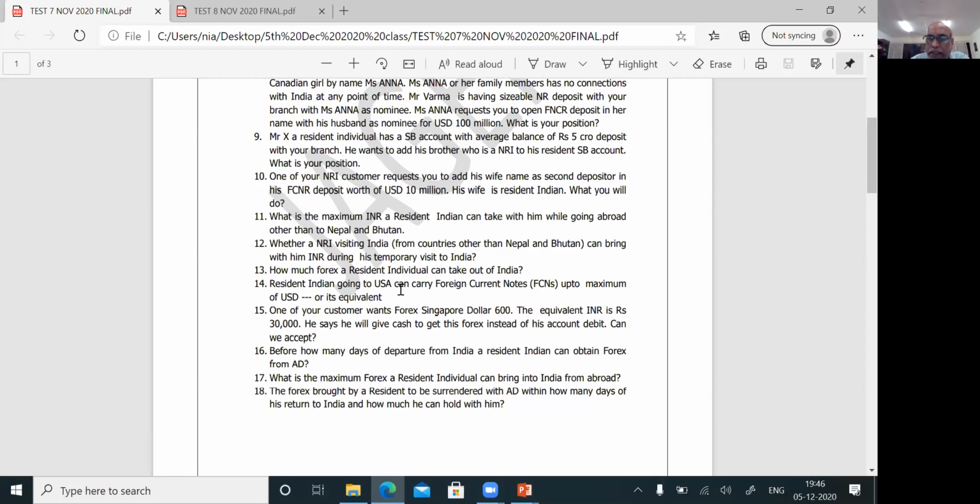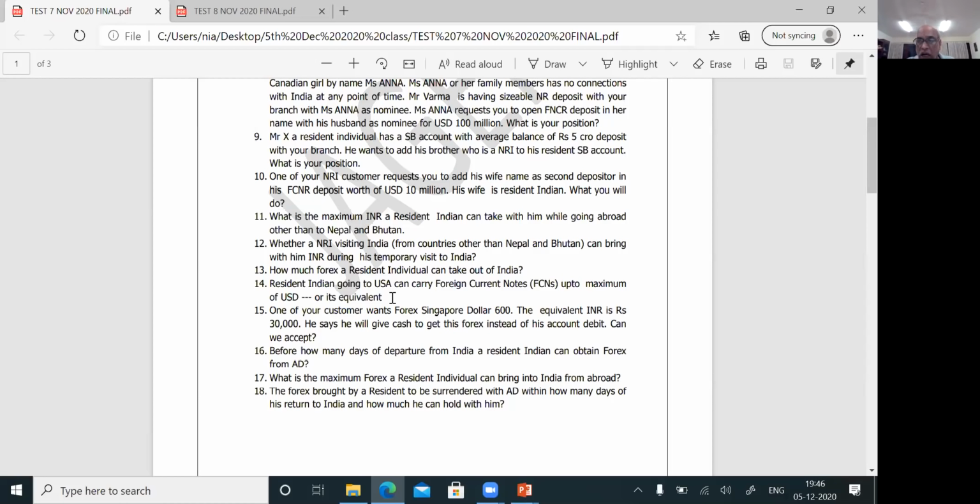A resident Indian going to USA can carry foreign currency notes up to a maximum of US dollar or its equivalent. What I told you, what does forex mean? He can take foreign currency notes, he can take FDD, or foreign traveler checks. If he wants, he can take. So these are all the forex methods of carrying with him. If he transfers funds through SWIFT, that will be transferred without him carrying with him.